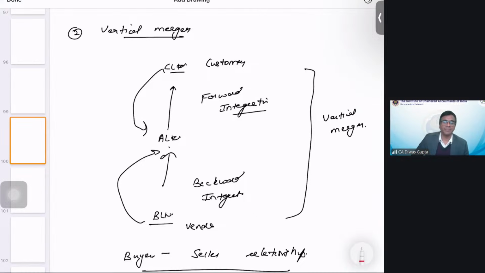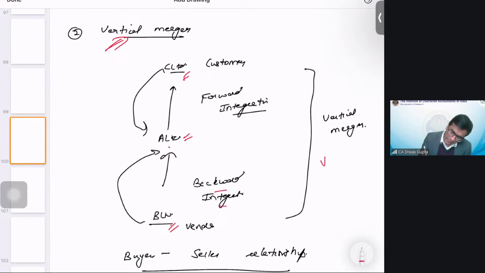Vertical merger, another important and practical one. Here there is a company, let's say A Limited, there is a supplier of A Limited called B Limited, and there is a customer of A Limited called C Limited. So if both B Limited and A Limited decide to merge, wherein A Limited was the customer and B Limited was the vendor, B Limited is acquired by A Limited, or B Limited merged into A Limited. That is called backward integration. This is part of the vertical merger. Why vertical? Because they are part of the vertical value chain.